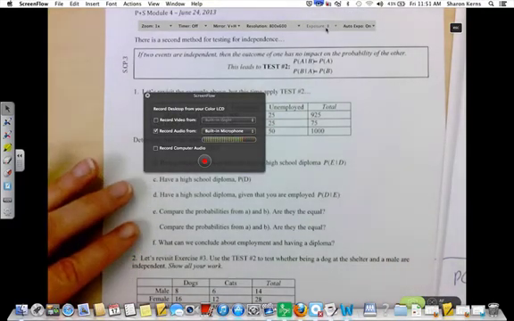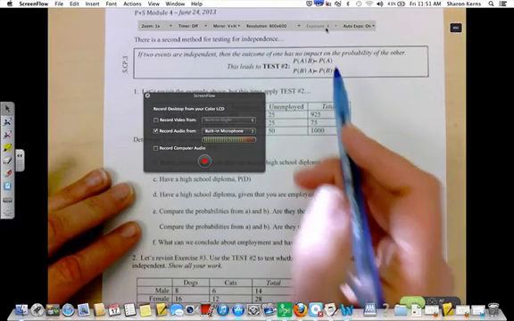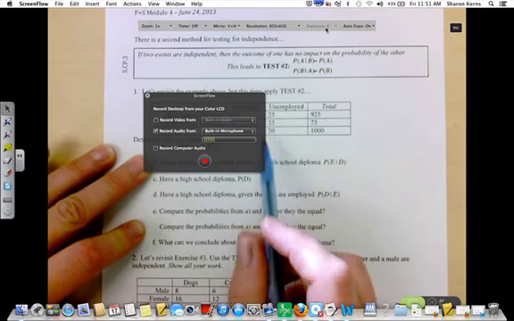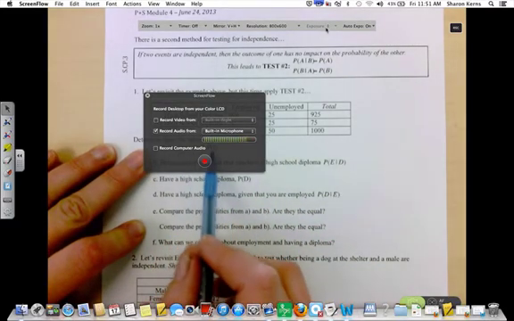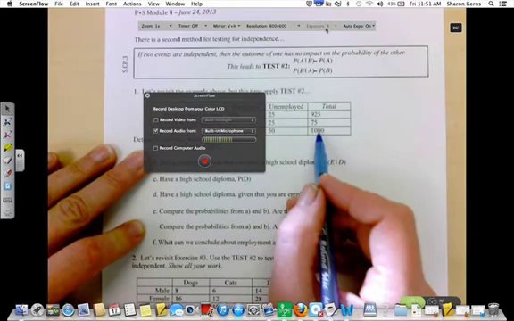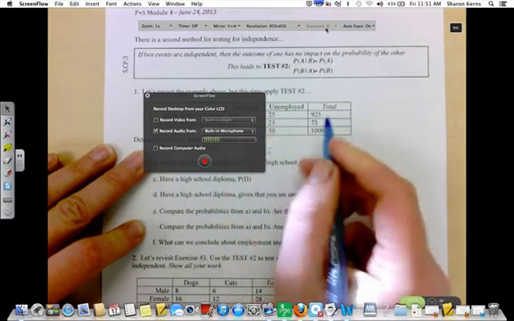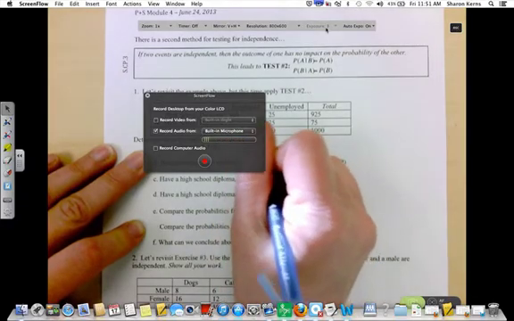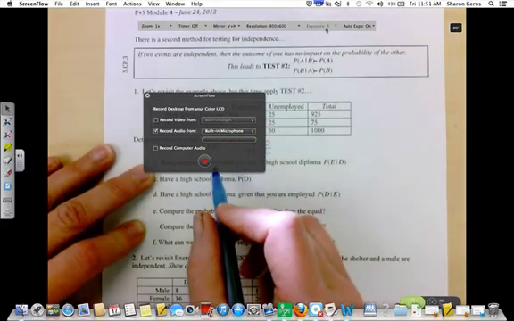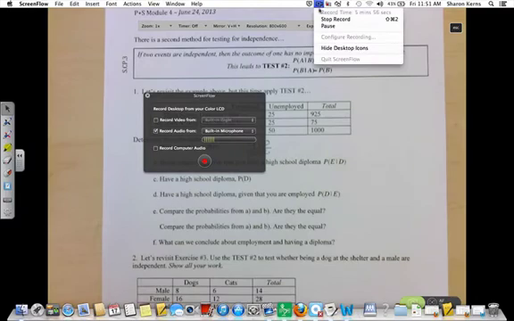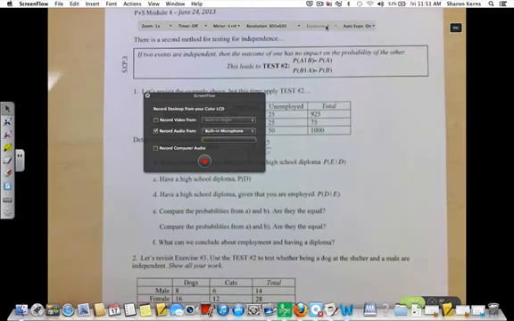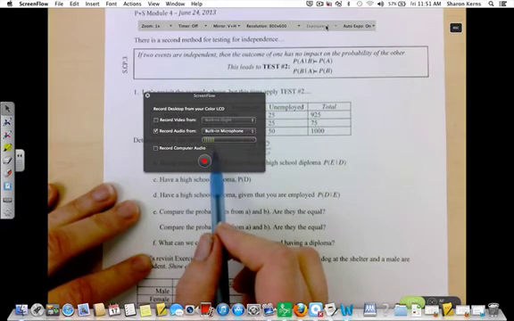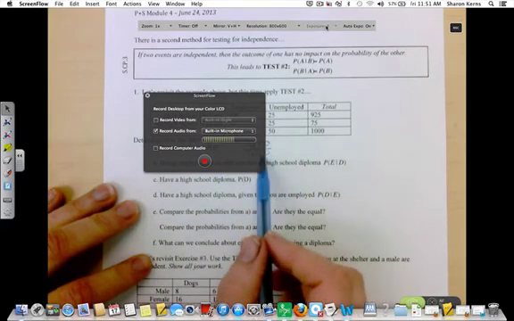Okay, the second test for independence is do the probabilities change given some other event has occurred? Here's that same table that we used before, and so it says, okay, what's the probability of being employed? So again, we use our total of 1,000, and out of the 1,000, how many of those are employed? That was 950. So the probability of being employed was 950 over 1,000.